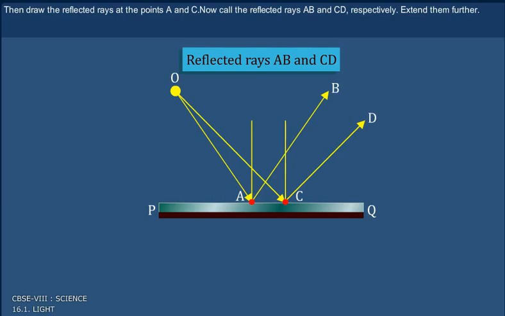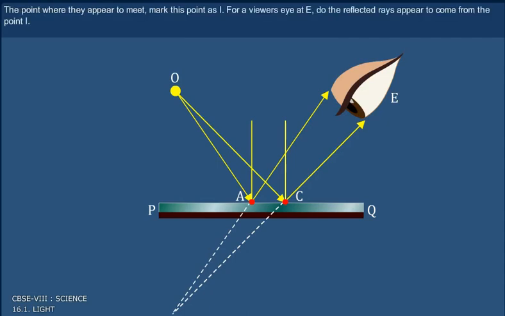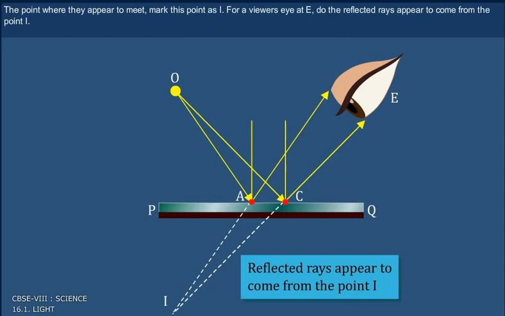Extend them further. Extend them backwards. The point where they appear to meet, mark this point as I. For a viewer's eye at E, do the reflected rays appear to come from the point I?